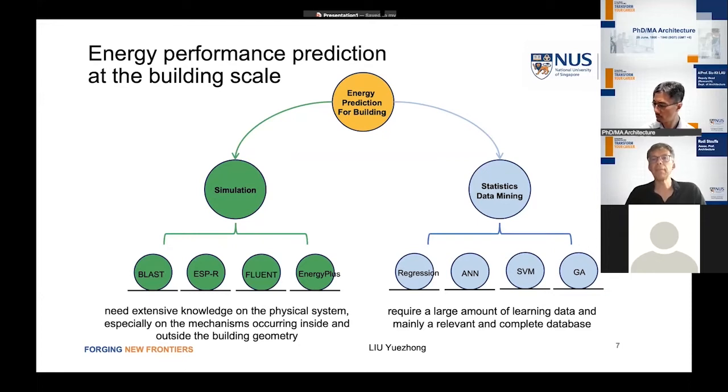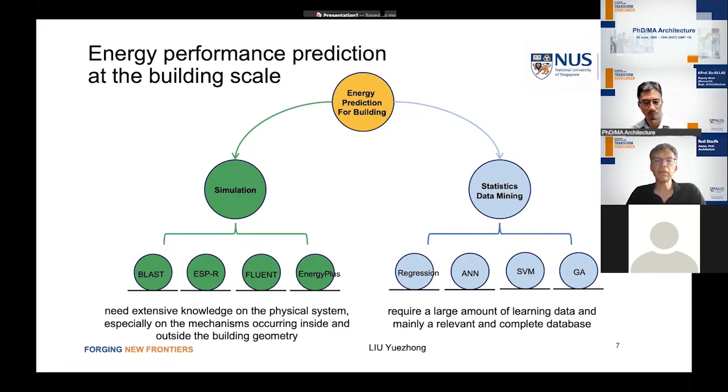But at that time, there is usually little to change about the building because all the things have already been decided. Another approach is to use statistics, data mining, artificial intelligence, and there are, again, a number of approaches to do so. The downside of this is that it requires a large amount of learning data and a mainly relevant and complete database.